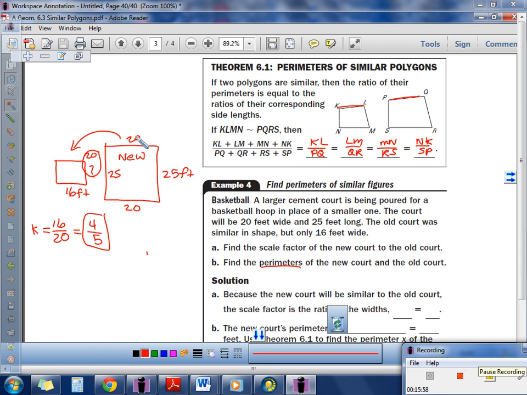So let's find the perimeter of this big one first. 20 plus 20 is 40, 25 plus 25 is 50, 40 plus 50 is 90. The perimeter of this big one is 90 feet. That's all the way around is 90 feet.